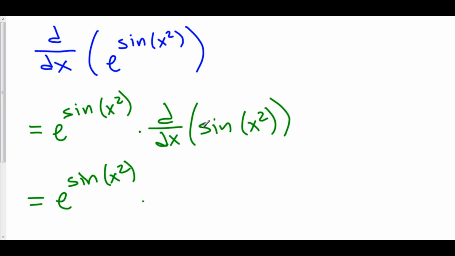The derivative of sine is cosine of stuff times the derivative of the stuff. And here is the full answer: 2x cosine of x squared e to the sine of x squared.